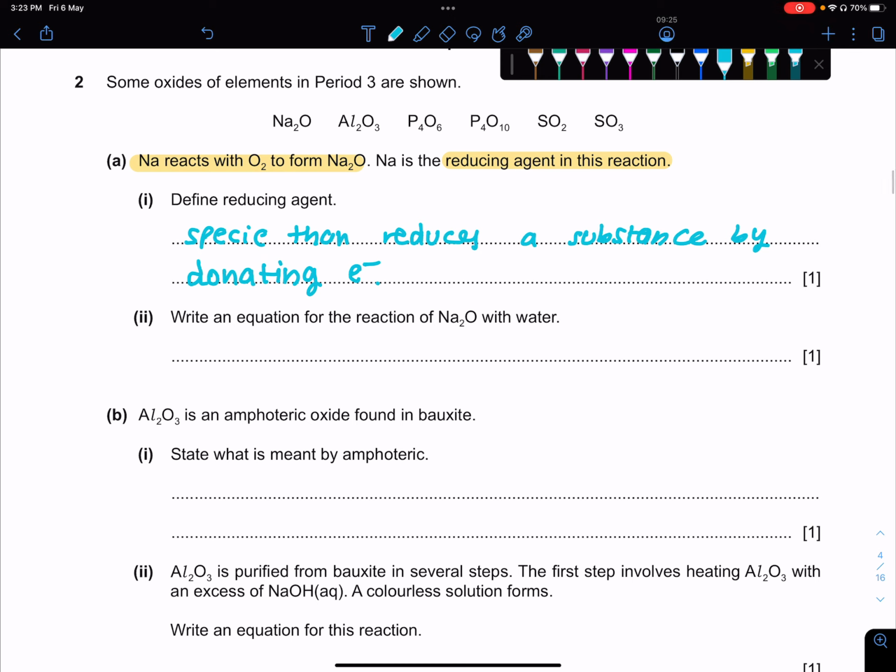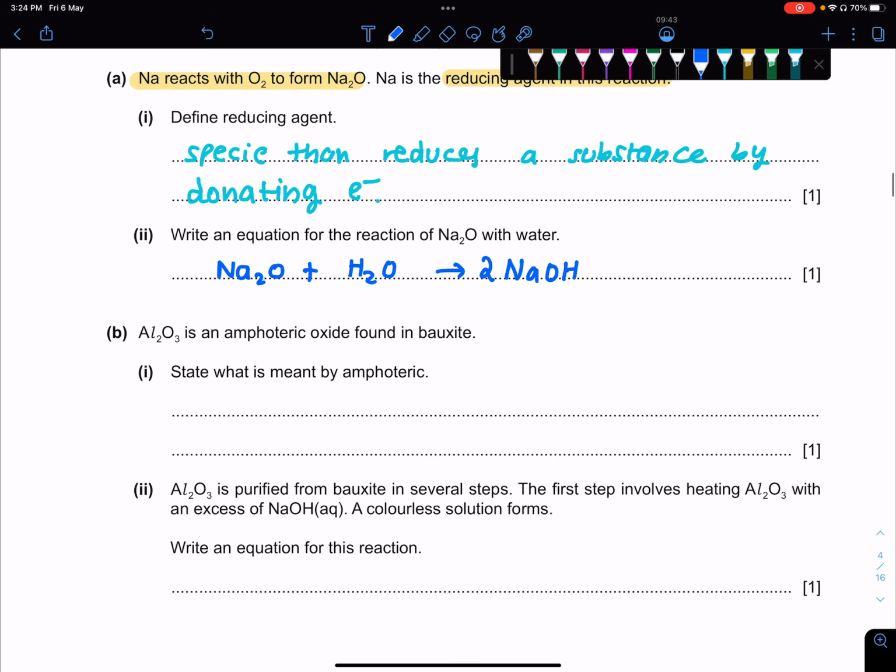So do remember that. Equation for the reaction of Na2O with water, very easy. Sodium hydroxide will form: Na2O plus H2O forms NaOH, and you have to balance that. I think there must be a 2 here, and that's it. The equation is balanced, right? So you have to remember these equations. These have no explanation. You have to memorize them.